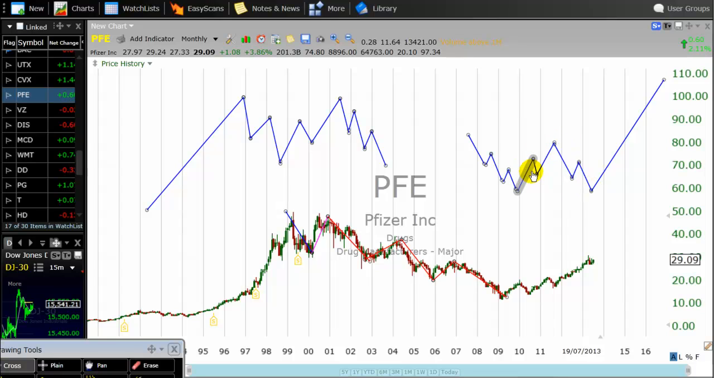3, 3, 5. Alright? That's 11 subwaves. Remember, for the zigzag, we have 13 subwaves: 5, 3, 5. But we want to understand how the pattern is formed and where the pattern should form, knowing exactly what is taking place.